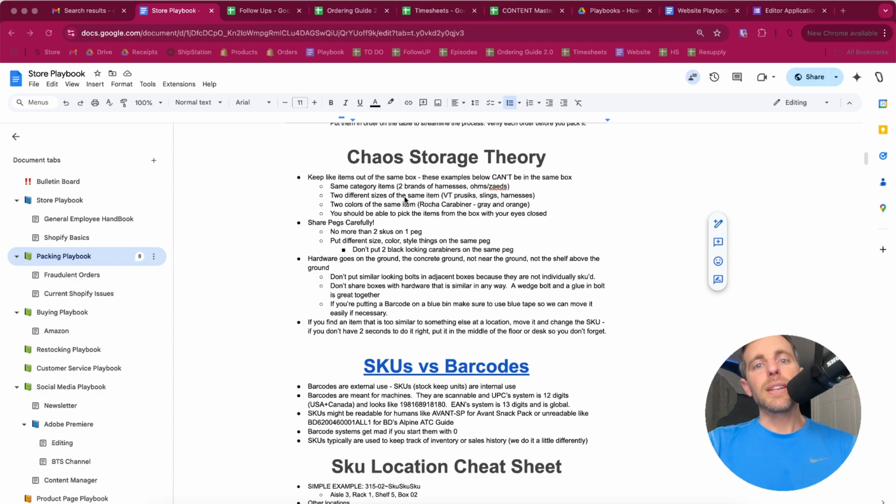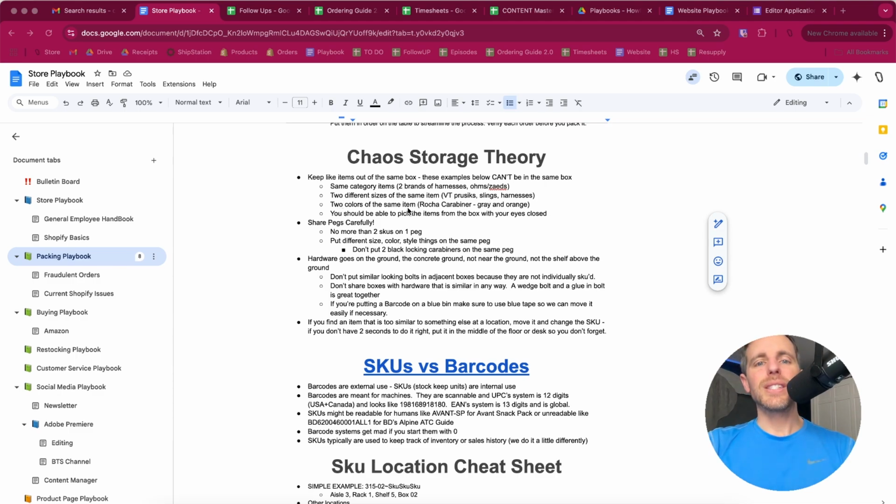Two different sizes of the same item. So there's two different sizes of VT Pro6. They cannot go in the same box. You cannot identify them without just staring at them really hard. Originally, when we started the store, we had all of the Moses rivet hangers in one box. Granted, they were in different Ziploc bags, but whoa, it was so hard. You had to stare at it for a couple minutes trying to figure out the difference between them. You don't want a 30 and 60 meter sling next to each other.